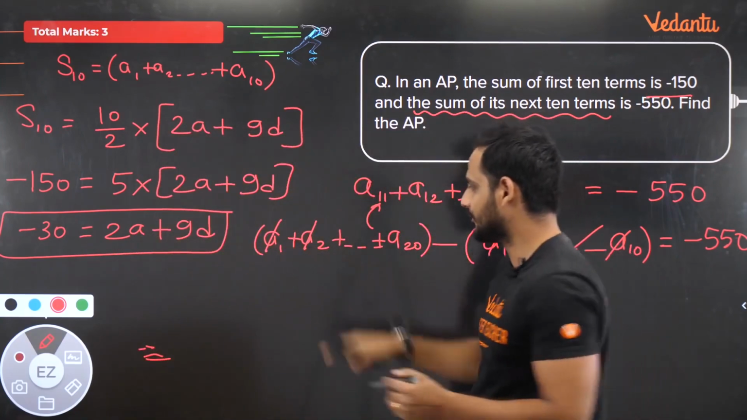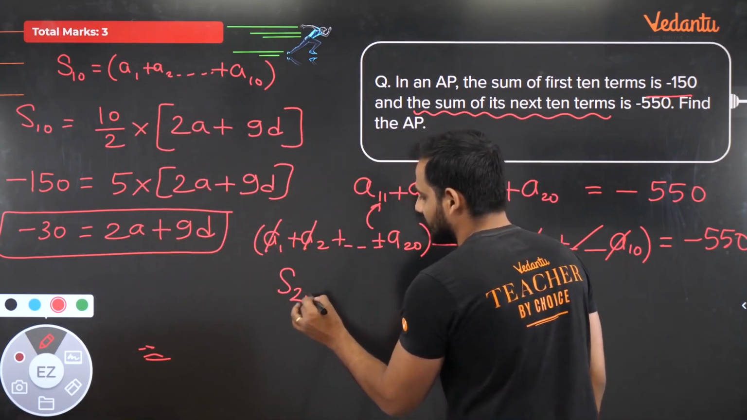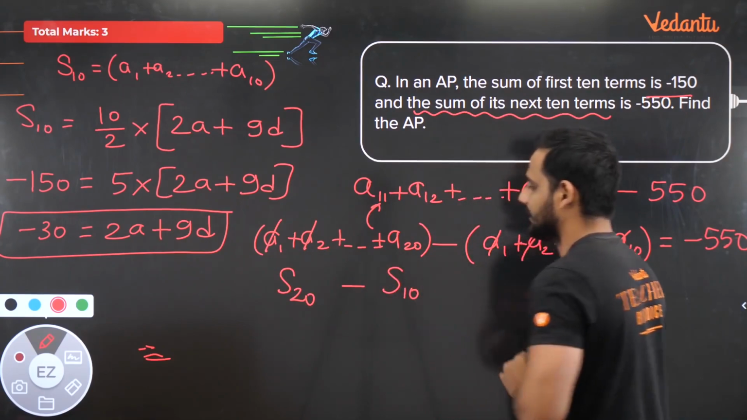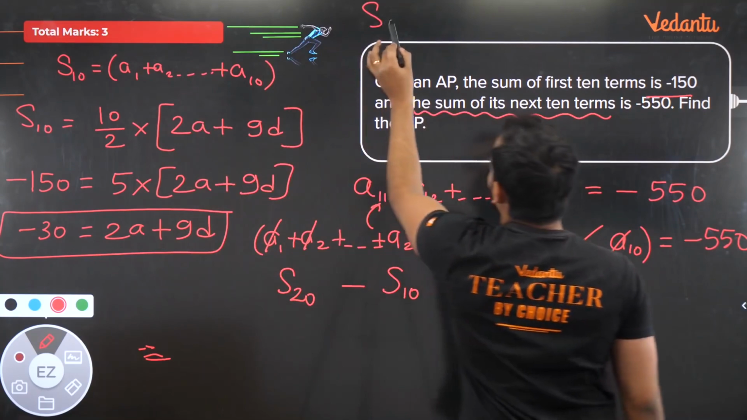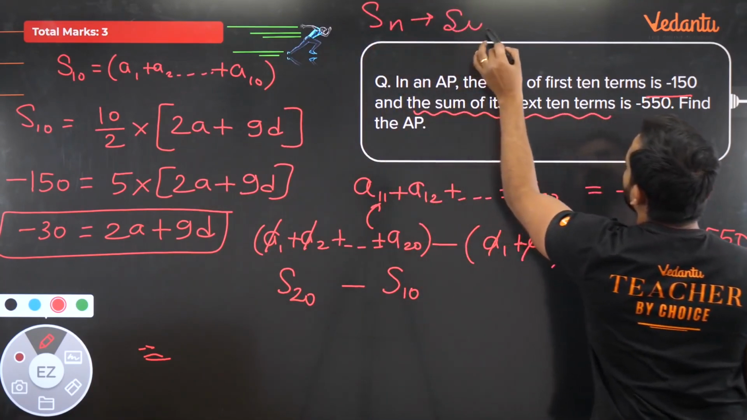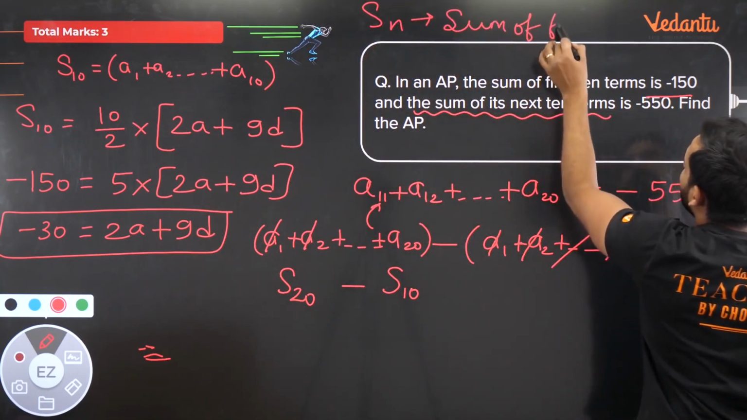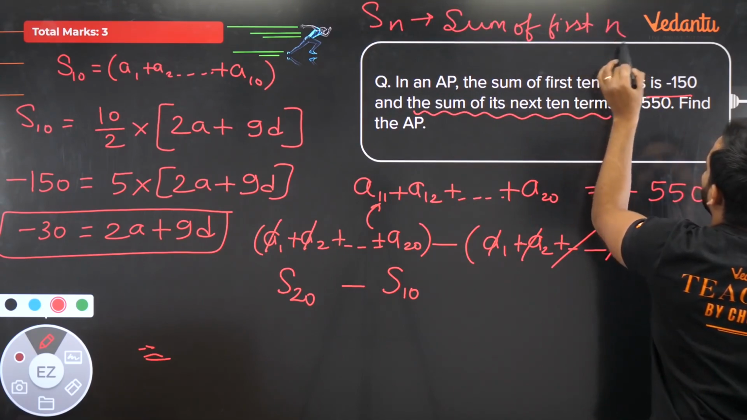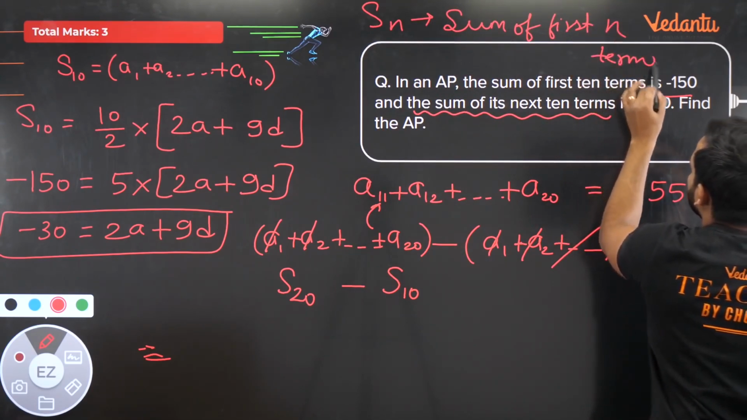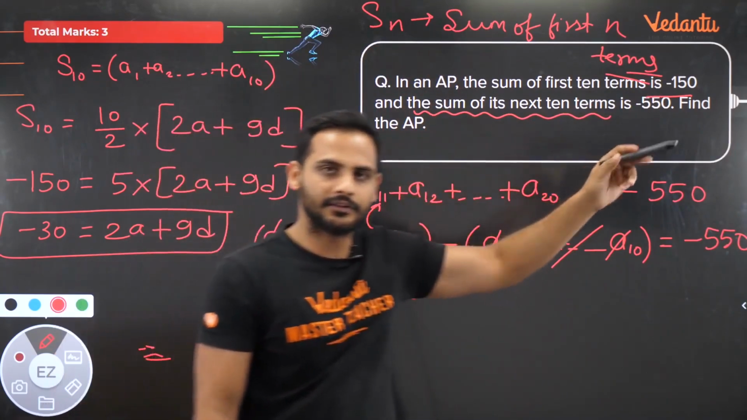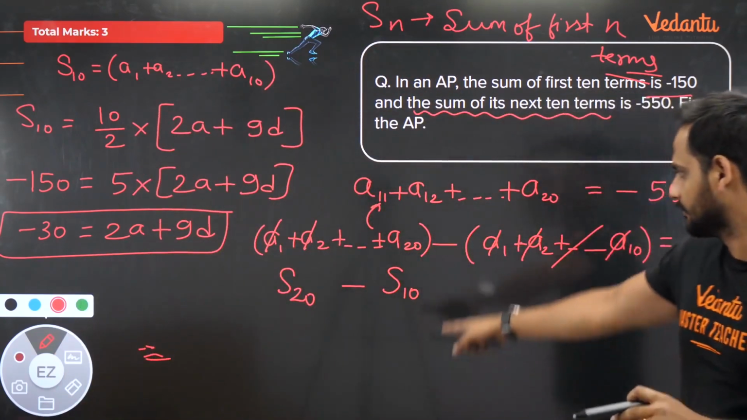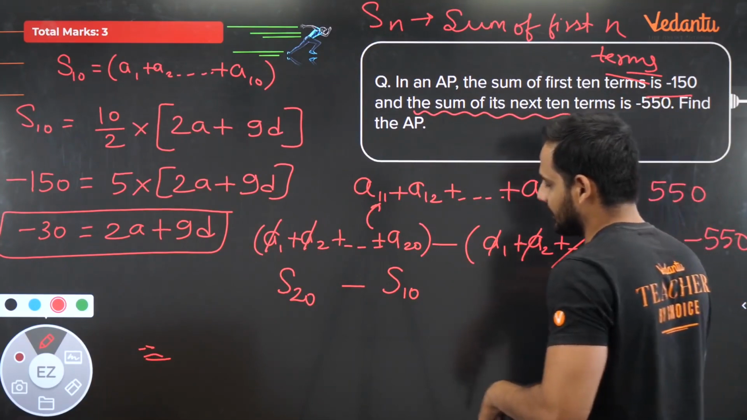Okay, so this is the sum of 20 terms minus the sum of the first 10 terms. Whenever we write Sn, remember beta, Sn means the sum of the first n terms. Remember this thing very carefully. Sum of the first n terms means starting from A1 up to An. You cannot start anywhere in the middle. So now S20 minus S10.